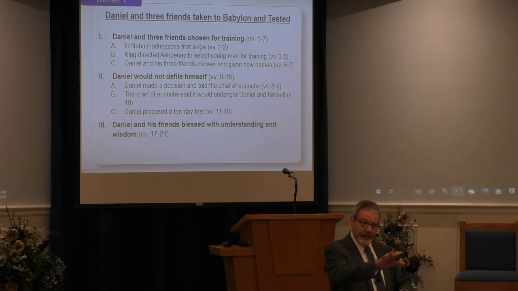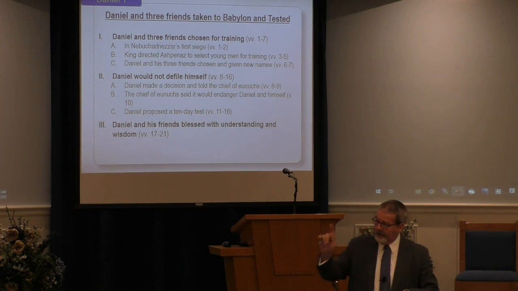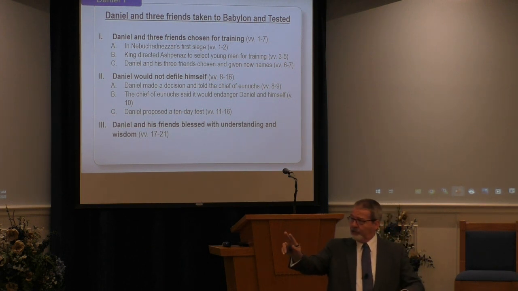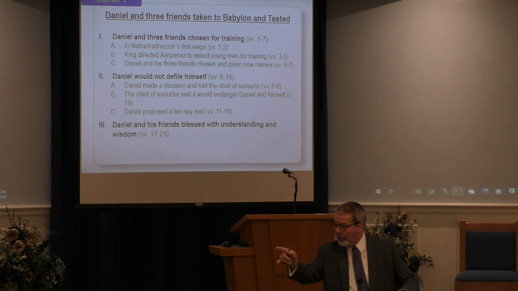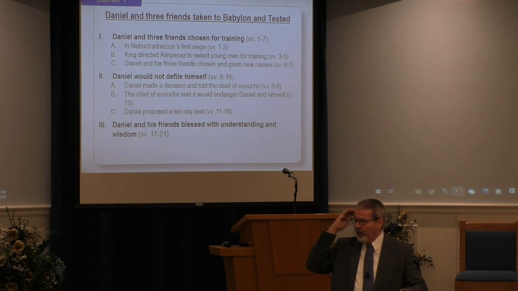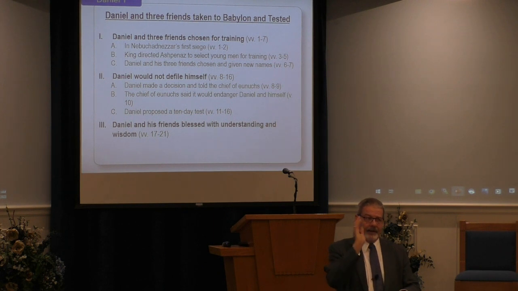Go get me some men out of Judah. I want king's descendants. I want young, intelligent, and good-looking, sharp, no blemish. I want them to be sharp thinkers so we can teach them and they'll learn quickly. It's hard to teach somebody who can't think too well. Well, I want some sharp guys.